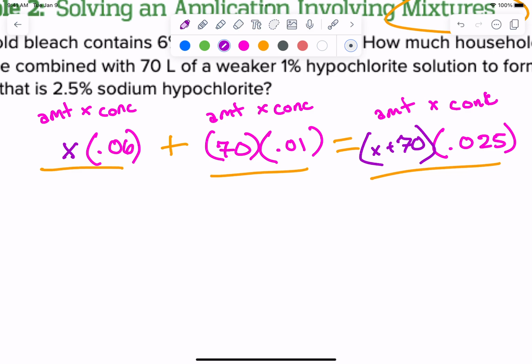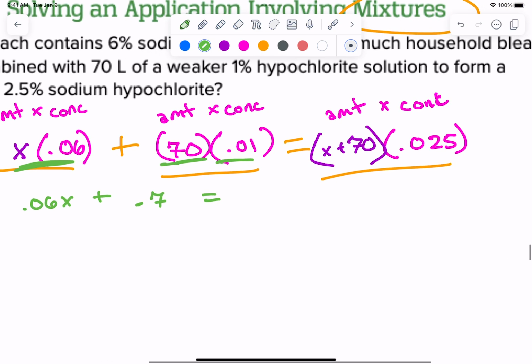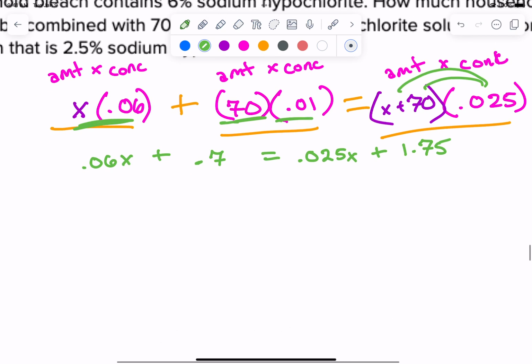All right, let's multiply some stuff through. So X times 0.06, 0.06X, plus 70 times 0.01, 0.7. Equals, what do I do with that? We're gonna distribute, multiply it through. 0.025X, kind of like foil, but it's only one piece. What's 0.025 times 70? 1.75. Beautiful.